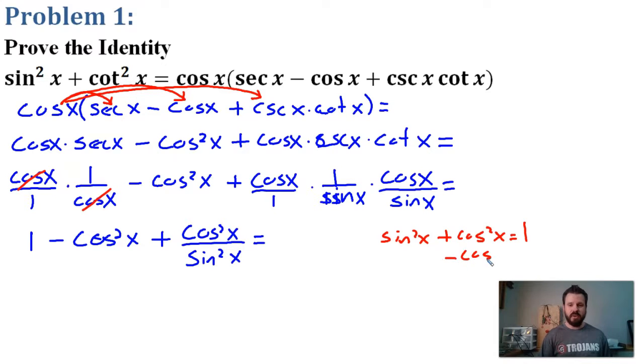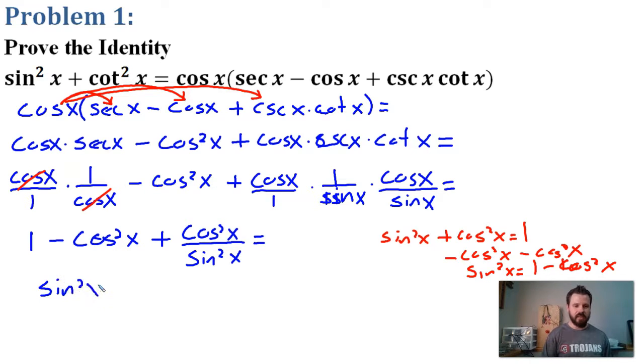So if I subtract cosine squared x from both sides of that equation, what I end up with then is sine squared x is equal to 1 minus cosine squared x. Okay, so in other words, instead of 1 minus cosine squared, I can just say sine squared x, which is this first part of what I was shooting for. And then I know that cosine over sine is cotangent, so meaning cosine squared over sine squared is cotangent squared, which is this other piece.